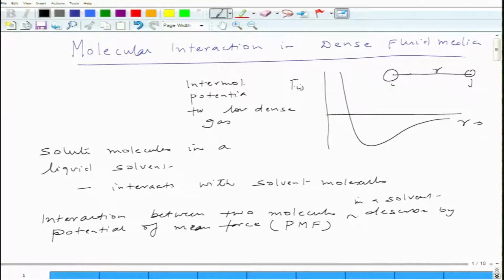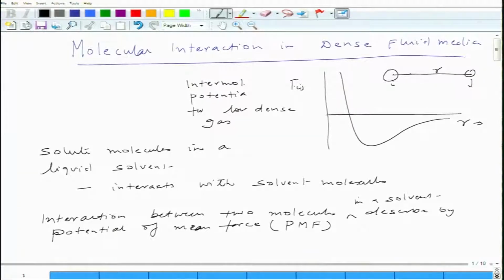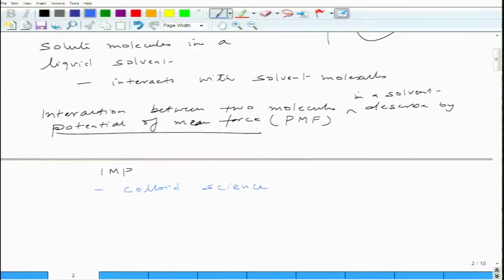Remember, in vacuum or a low density gas medium, the two particle interaction can be described by potential models such as Lennard-Jones, which I have drawn here. But in case of solvent molecules present in the system, the two particle interaction will be represented by something called the potential of mean force. This plays a very important role. It is important in colloidal science and the physical chemistry of protein solutions.